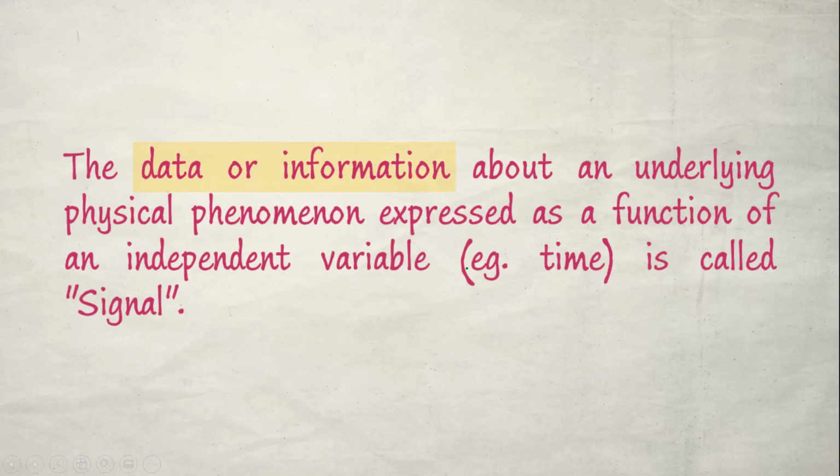The signal can be defined like this: the data or information about an underlying physical phenomenon expressed as a function of an independent variable is called a signal. So there should be a physical phenomenon, there should be some data or information, it should be expressed as a function of an independent variable. So most of the time in this subject we will be considering time as the independent variable. So that is the formal definition of signal.